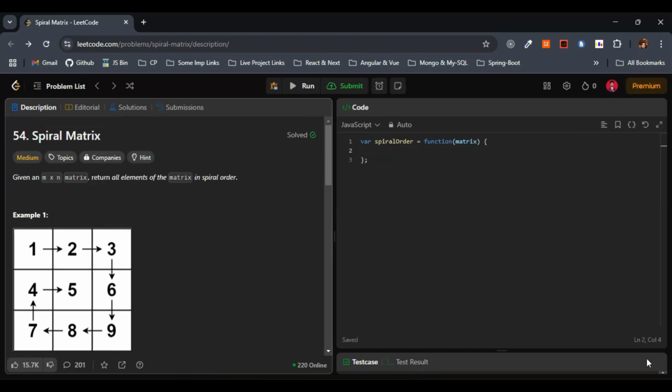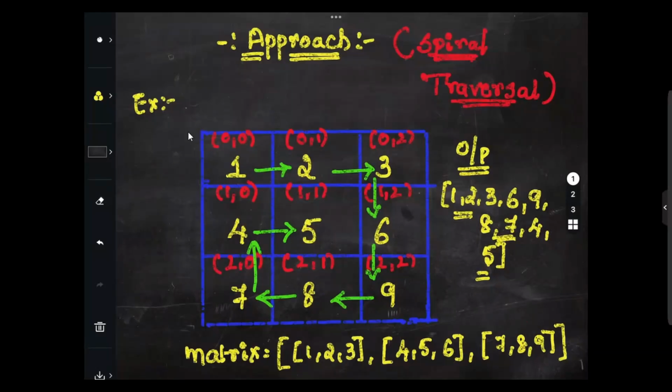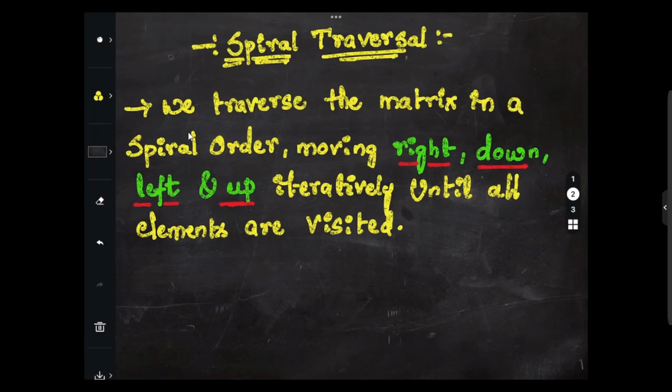Let's discuss the approach step by step. The first thing to keep in mind is that we will be going with spiral traversal. I have considered the first example given in the question. The output we need to get here is 1 2 3 6 9 8 7 4 and 5. We have already discussed this, so let's go through it step by step.